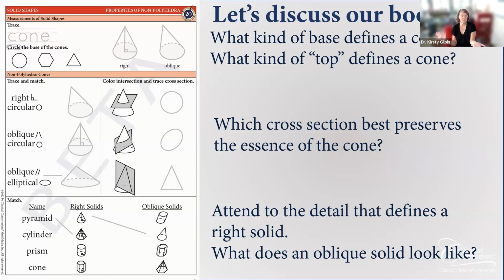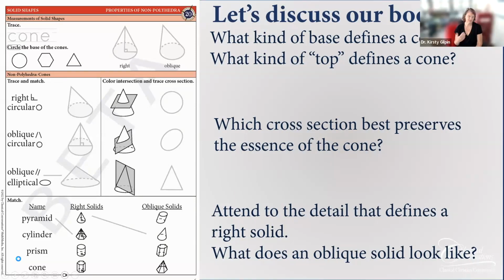All right. So now looking at it, there's some up top, right? We see right and oblique, and then right circular and oblique elliptical. And then down at the bottom, we've got right solids and oblique solids. Any idea about a detail that would define a right solid? Or how would you describe a right solid versus an oblique solid? There is a right angle between the line that is the radius of the base and the line that would connect the center of the base to the point.